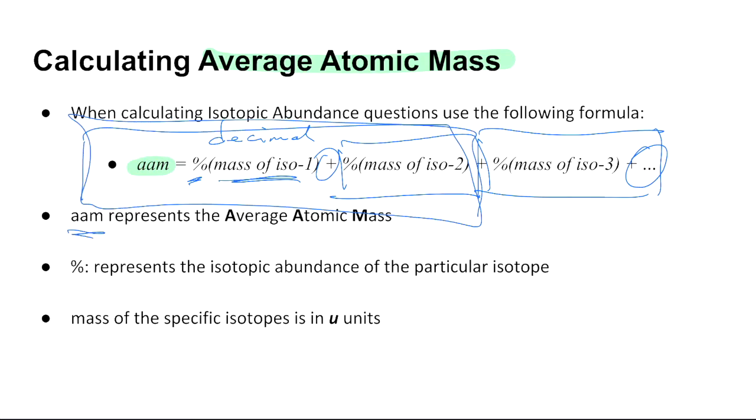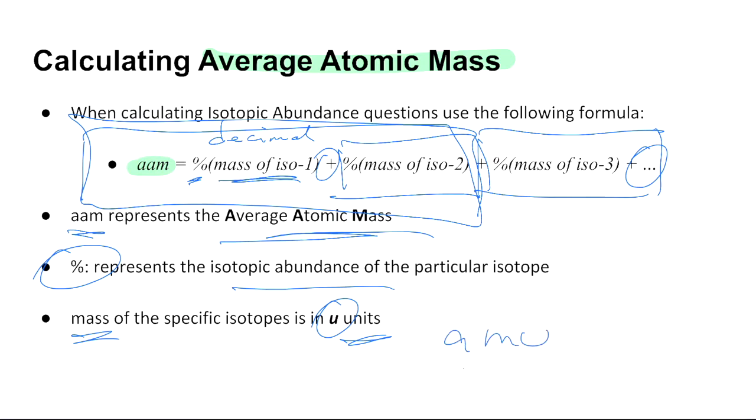AAM is the average atomic mass, and the percent represents the isotopic abundance of a particular isotope. Understand that the mass of the specific isotopes is given in u units, or in some cases, depending on your resource online, amu units.